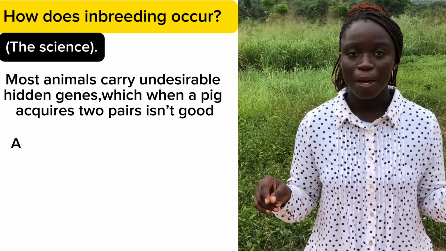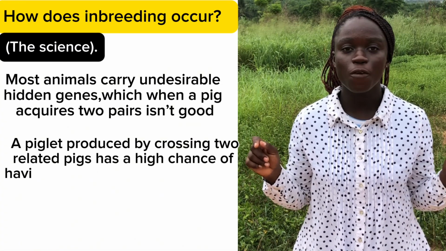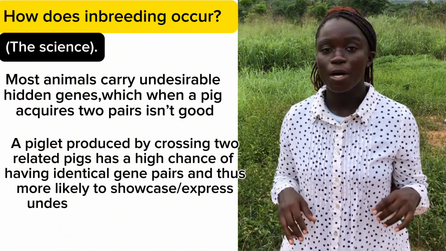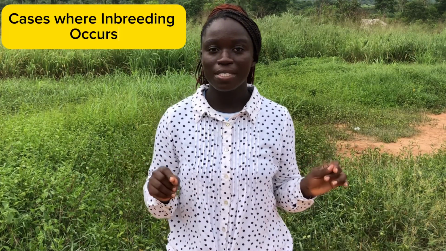What this means is that a piglet produced by crossing two related pigs has a high chance of having identical gene pairs, and is thus more likely to express undesirable genes physically. In the parents, these genes are recessive. They are suppressed. They are not shown physically. But the piglet is going to take two of these identical genes, and then it's going to showcase those suppressed qualities physically. Do you get it?